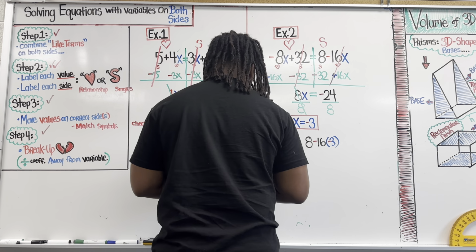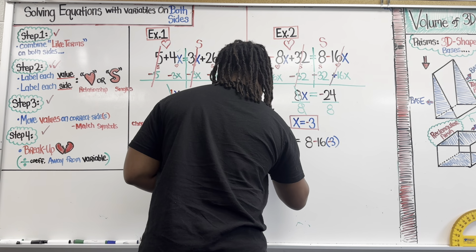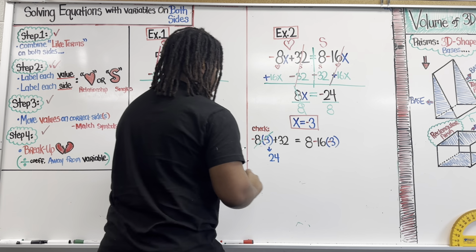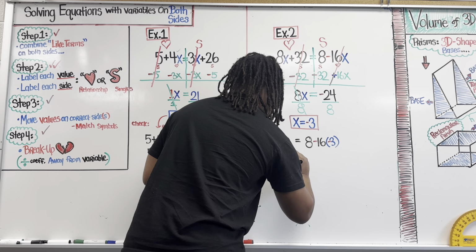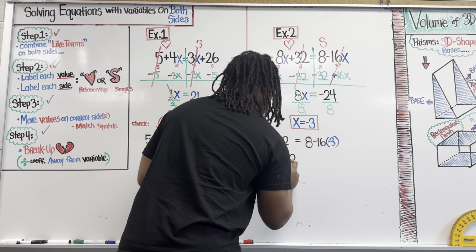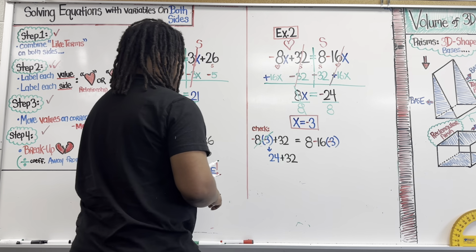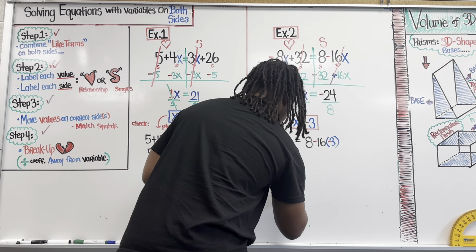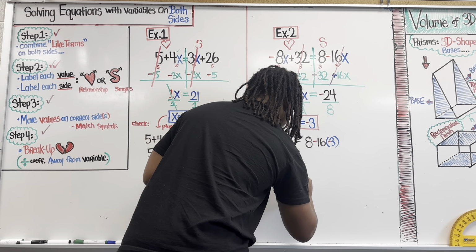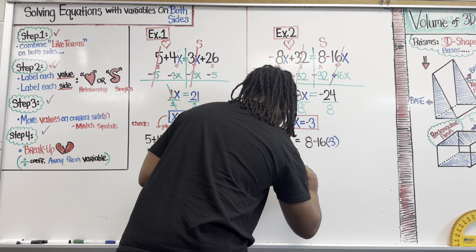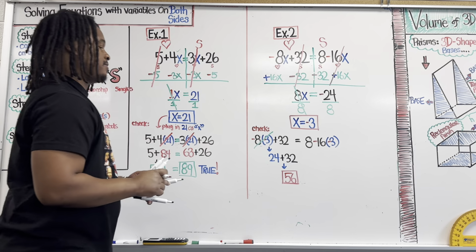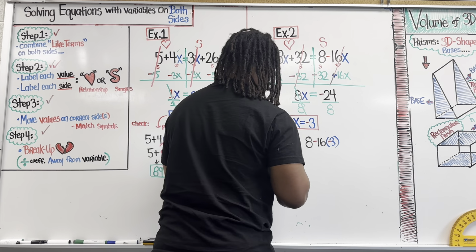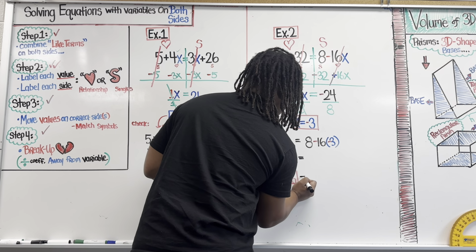So -8 times -3 is a positive 24. So I have a positive 24 plus 32. And 24 plus 32, if I'm not mistaken, is 56. Okay? It's 56, okay? Now, we're gonna do the same thing on the opposite side.